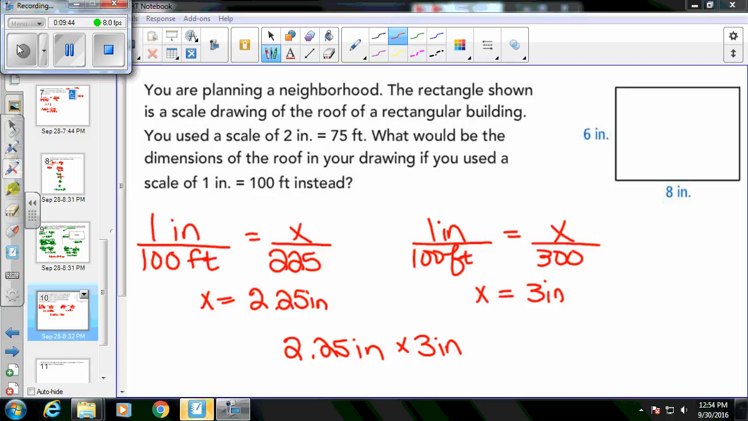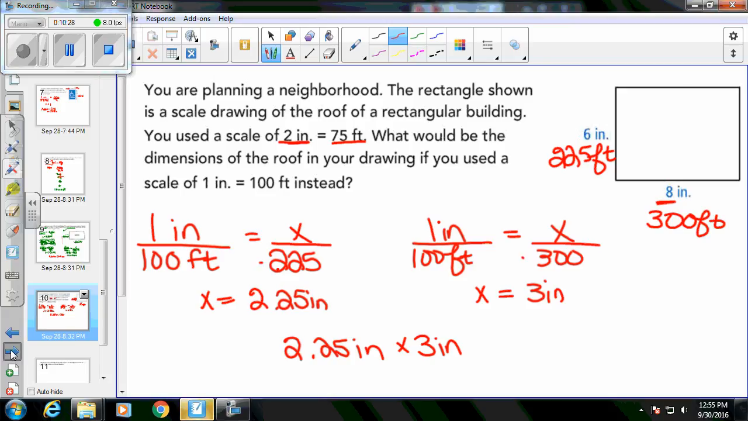On this, when I did my work, I set up my two proportions. I got the first side to be 2.25 inches, and the second side to be 3 inches. But where did I get this 225 and this 300 from? Well, I knew 2 inches represented 75 feet. So if I multiply 2 by 3, I get 6, so 75 times 3 gives me 225 feet. And 2 inches represents 75 feet, so multiply this by 4, and then multiply this by 4. So when I do that, I get 300 feet. That's where these two numbers came from.